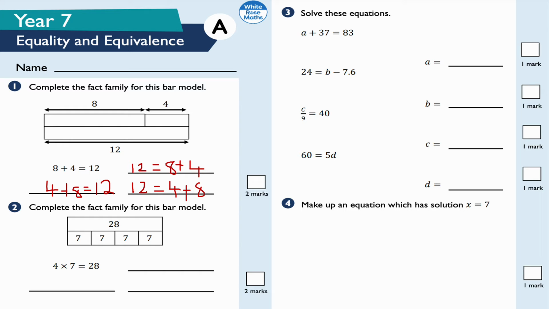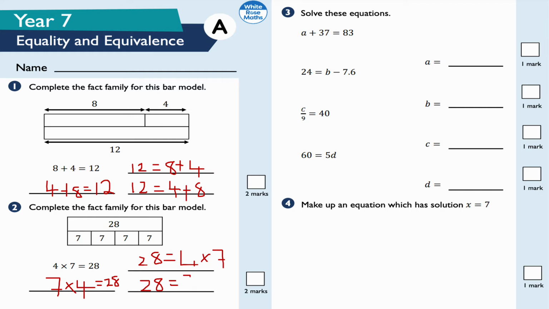Question number 2. Complete the fact family for this bar model. 28, and then I've got 4 lots of 7. 4 times 7 is 28. Therefore, 7 times 4 is 28, because I've got 7 lots of 4. I've got 7, add 7, add 7, add 7. And then I can say that 28 is equal to 4 times 7, and that 28 is also equal to 7 times 4.